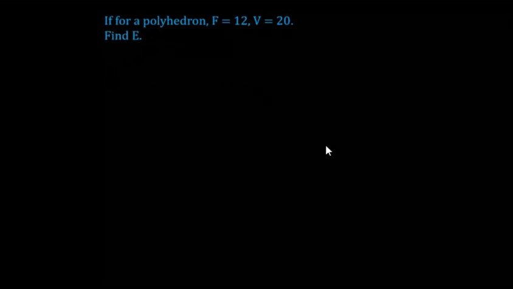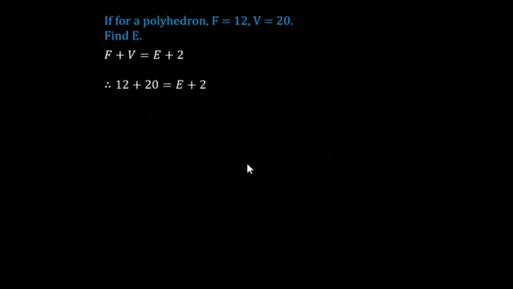So we simply write our Euler's formula, F plus V equals E plus 2, and we plug in the values of F and V. Therefore 12 plus 20 equals E plus 2. Therefore E will equal 12 plus 20 minus 2, and that is equal to 30. And we have solved our problem. We have found the number of edges E is equal to 30.